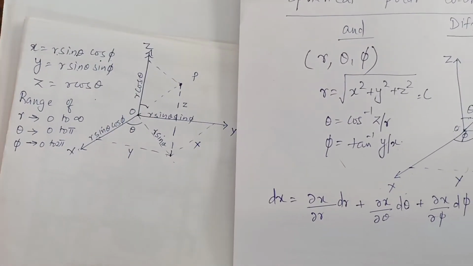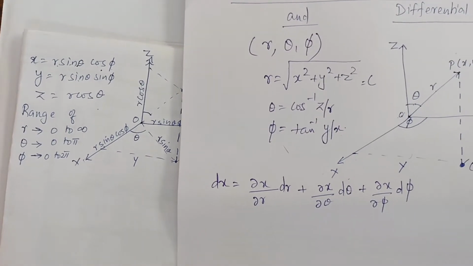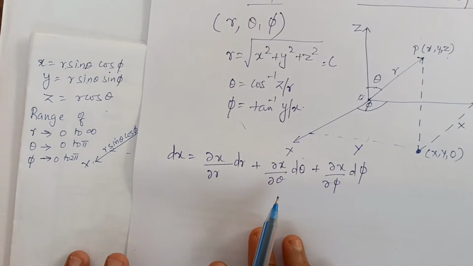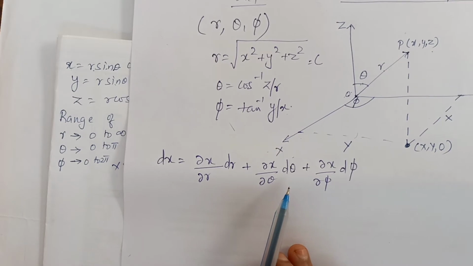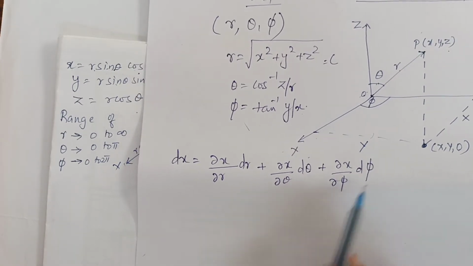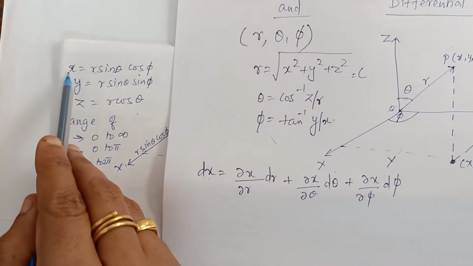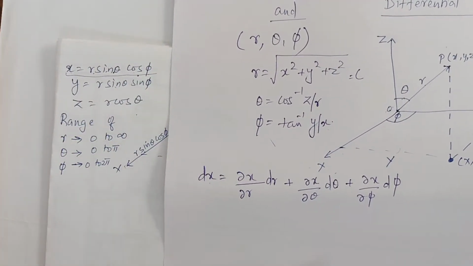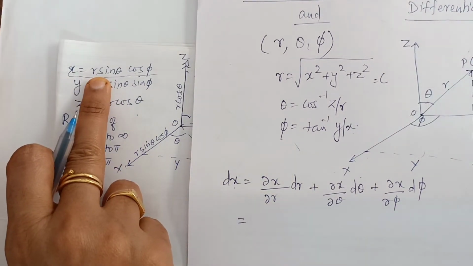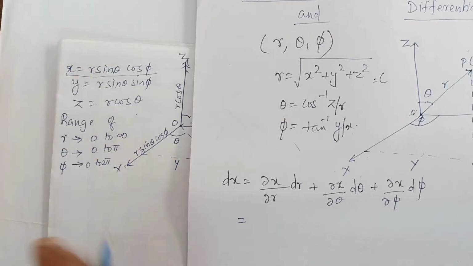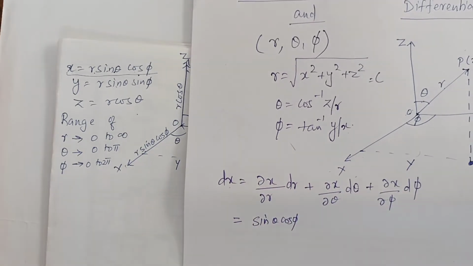Using these relations, let's first write dx, then we will write dy and dz. See, dx can be written as dou x by dou r of dr, plus dou x by dou theta of d theta, plus dou x by dou phi of d phi. Now we are concerned only with x here, so let us consider the x component, that is r sin theta cos phi. First let us differentiate this with respect to r. When we differentiate x with respect to r, we get sin theta cos phi, right?